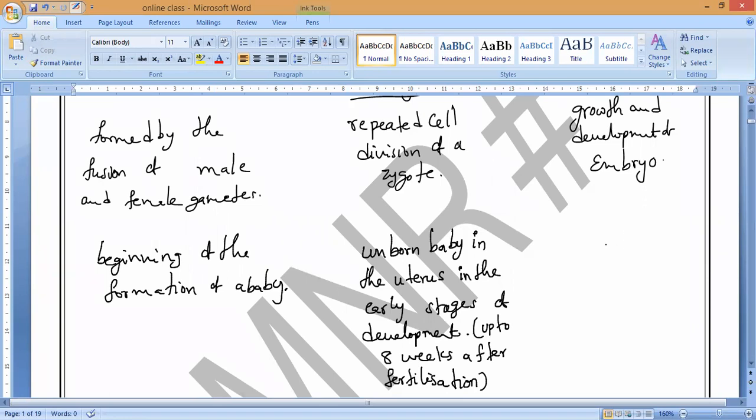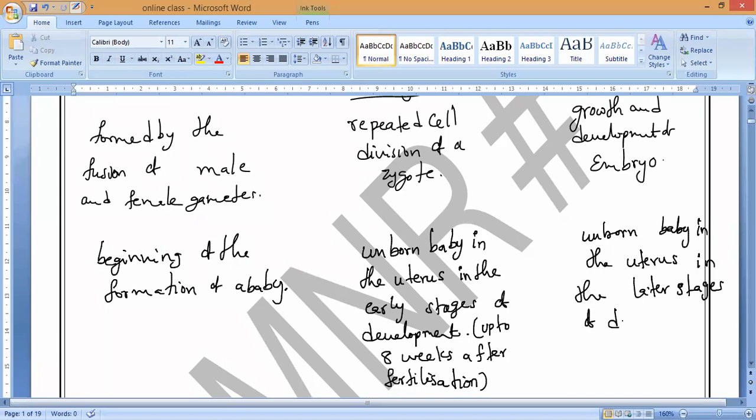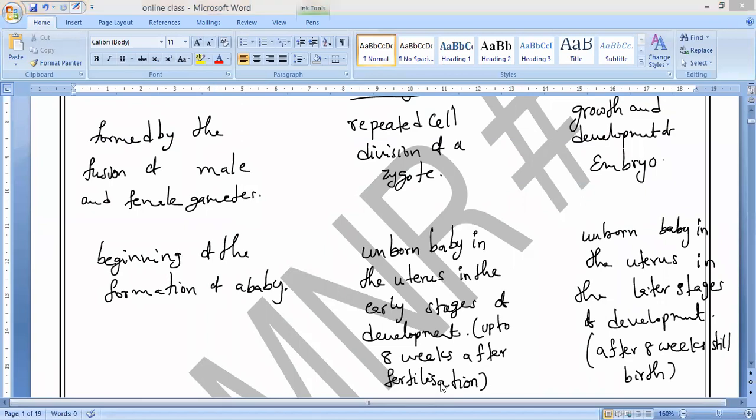Okay. So, unborn baby in the uterus. This is early stages of development. This is what, guys? Later stages of development. So it will take how many times? After 8 weeks to birth. So embryo is before growth and development, and fetus is after growth and development. That is, you have to remember. Okay. Second point, write it fast, everybody.